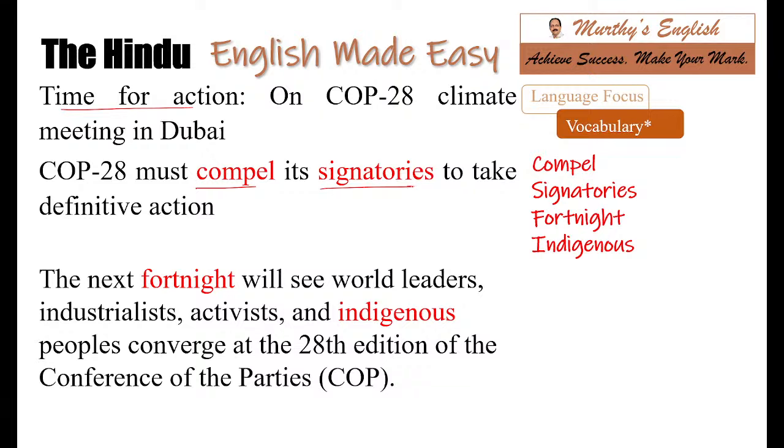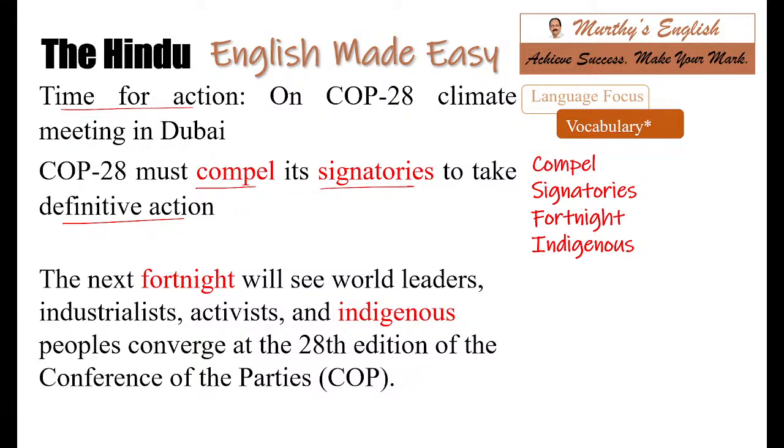Signatory, what does it mean? Try to guess the meaning. Already someone has written. Party signed, who signed an agreement. Very good, Anusha. Here, signatories, a particular agreement, some people sign, we use that term. Must compel its signatories to take definitive action. This editorial is all about taking definitive action, in a nutshell. Based on that, you have written all those. Good.